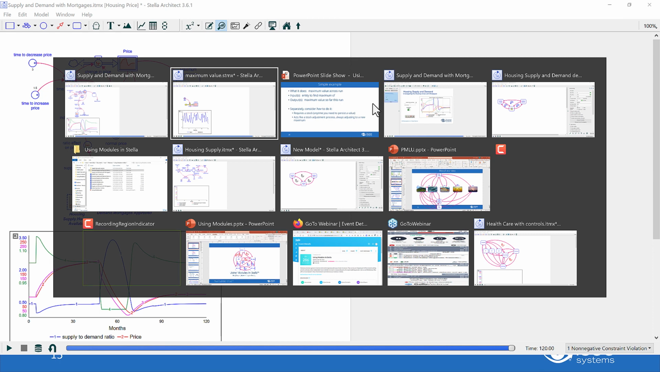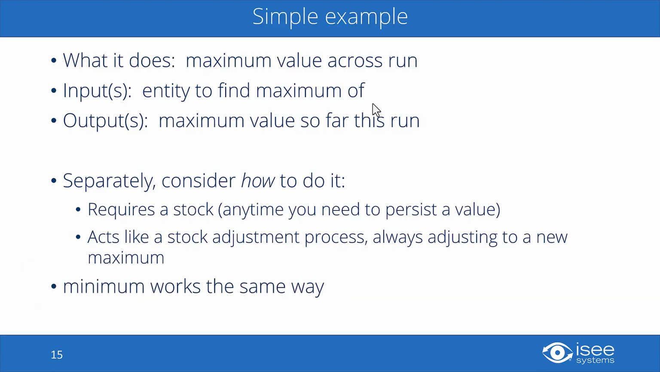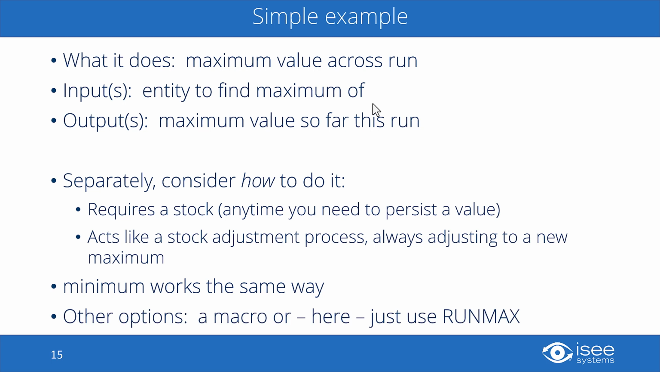We could also just, well, I'll show you on the slide. If we want to do minimum, we do the same thing, and we can, again, create a macro there, or there's now a built-in function called run max to do that, okay?